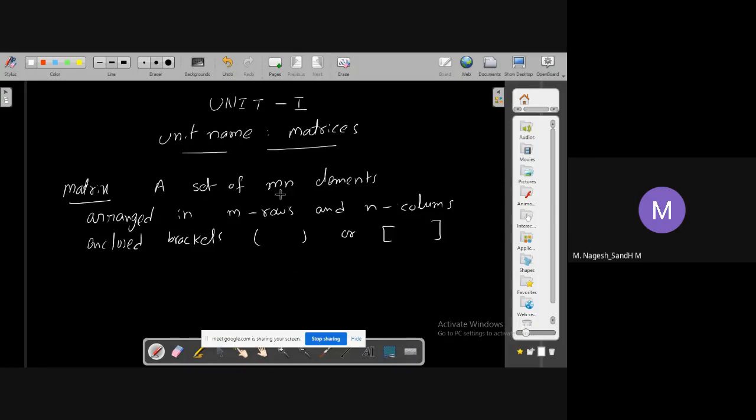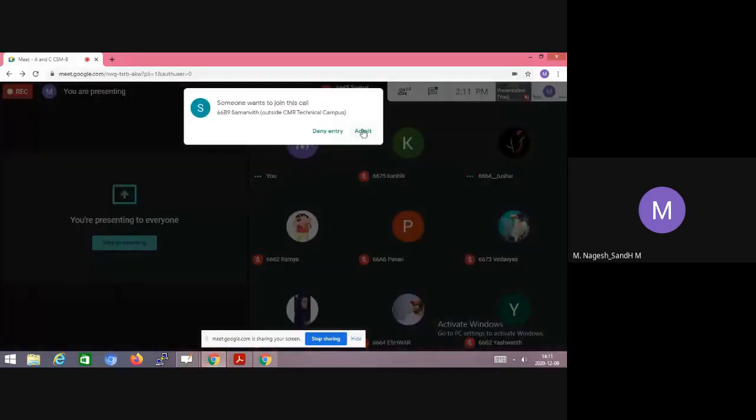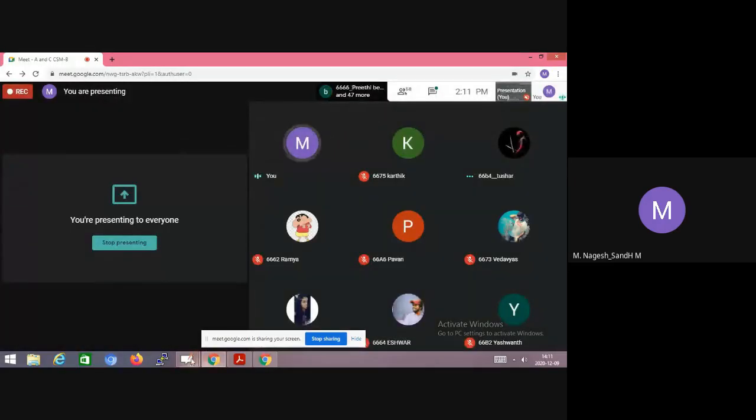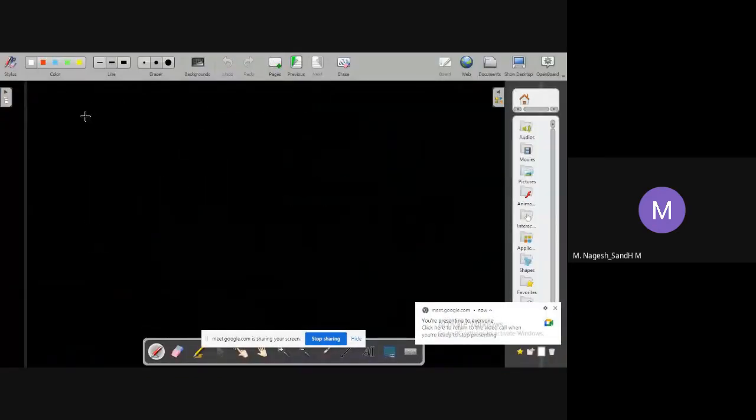So a set of mn elements, mn numbers, the product of m into n, where m and n are two positive integers. A set of mn elements arranged in m rows and n columns and enclosed by some brackets, open brackets or closed brackets, is called a matrix. Now in the next page, for example, matrices are denoted by capital A, B, C.